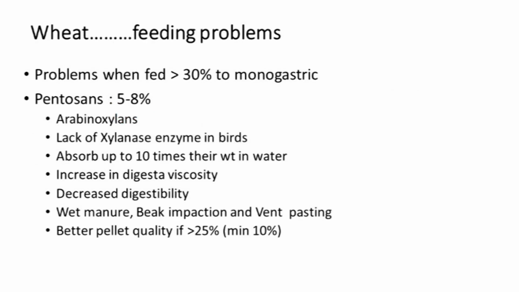The second problem with the feeding of grain: when we add wheat at more than 30% of the diet of the monogastric, then due to the presence of these pentosans, the polysaccharides which are present in the wheat, the arabinose and xylose, and the lack of arabinoxylanase or xylanase enzyme in monogastrics, particularly the bird, that causes this problem.